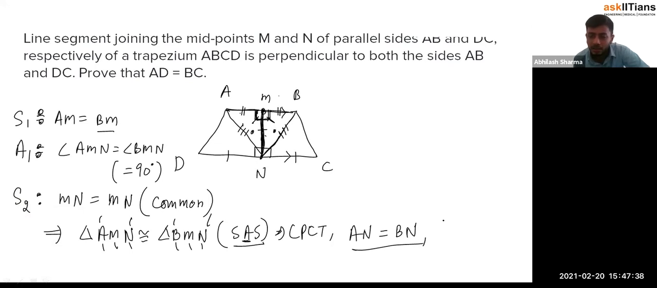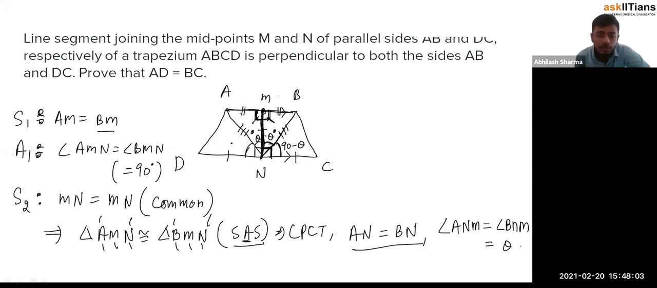Yeah, and angle ANM must be equal to angle BNM. And let us say this is equal to theta, for example. So this is theta, then this is also theta. Then of course, how much will this remaining angle be? It will be 90 minus theta, because this complete angle is 90, right? So if this much is theta, then remaining will be 90 degree minus theta.